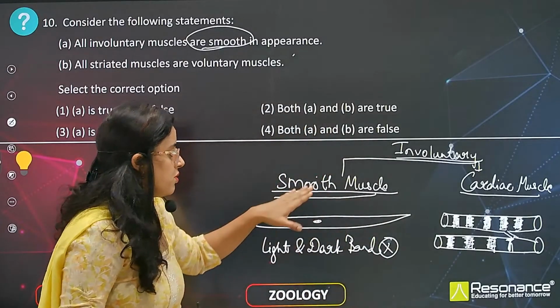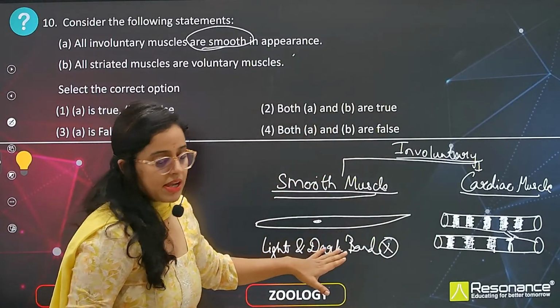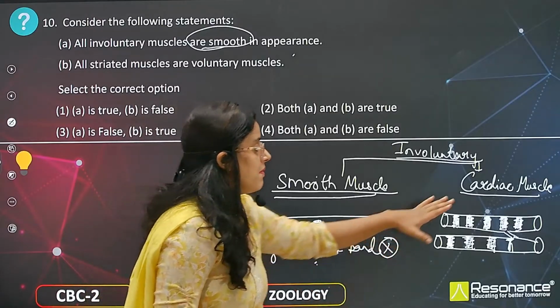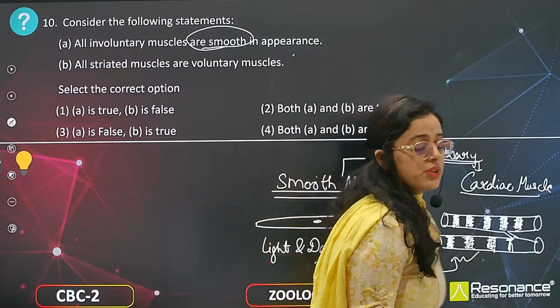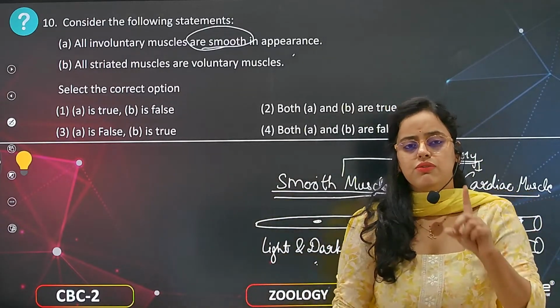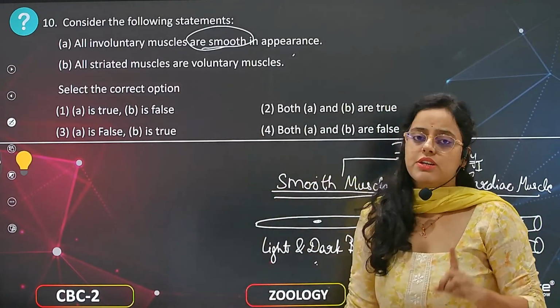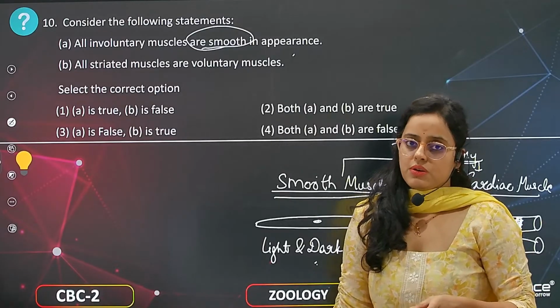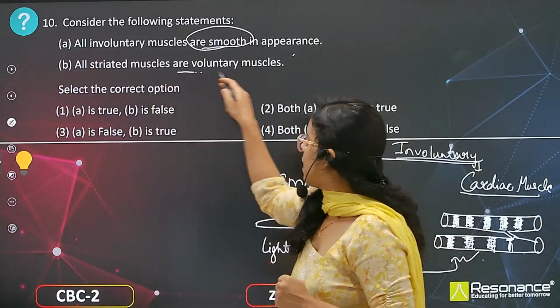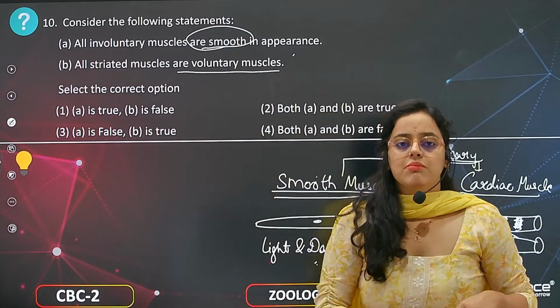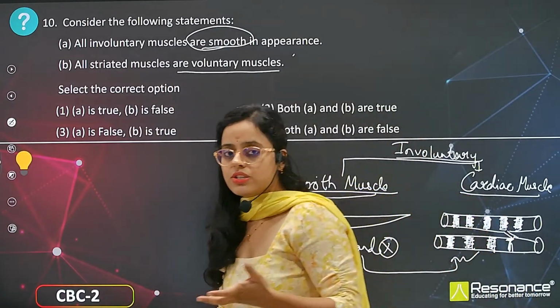But smooth muscles don't have light and dark bands, which means they are smooth in appearance, whereas cardiac muscles have light and dark bands, so they appear rough in appearance. So the first statement, the involuntary muscles are smooth in appearance, is false. Now coming to all striated muscles are voluntary muscles. Again, this is a wrong statement.